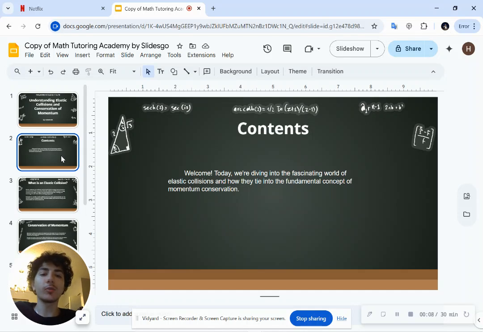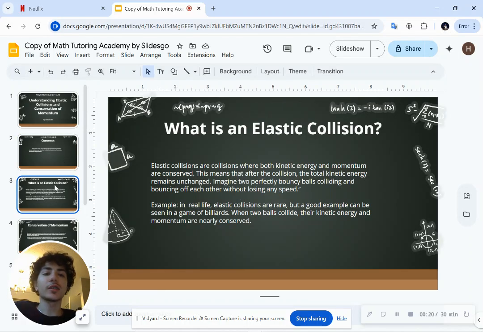Contents. Welcome. Today we're diving into the fascinating world of elastic collisions and how they tie into the fundamental concepts of momentum conservation. What is an elastic collision? Elastic collisions are collisions where both kinetic energy and momentum are conserved, and this means that after the collision, the total kinetic energy remains unchanged. Imagine two perfect bouncy balls colliding and bouncing off each other without losing any speed.